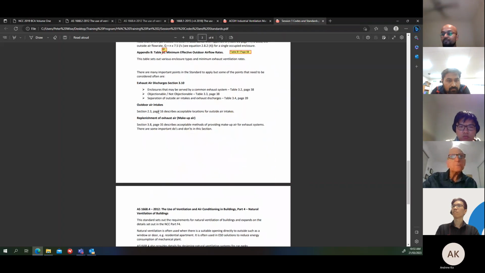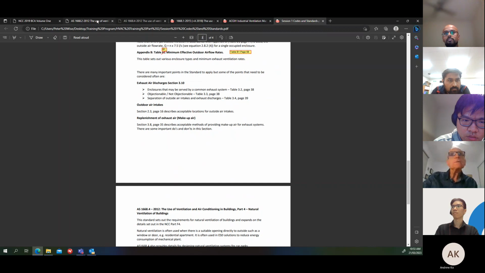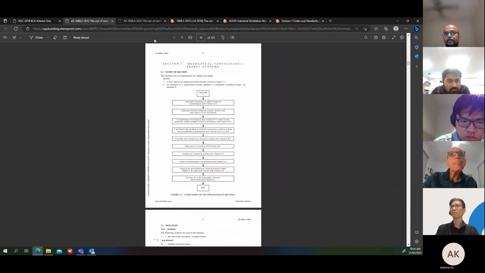Outdoor air intakes. Now this is important. What's an acceptable place to bring in outside air? So on page 16, we can have a quick look at that if you like. I'm just conscious of the time. I know you've all got other things you've got to do.